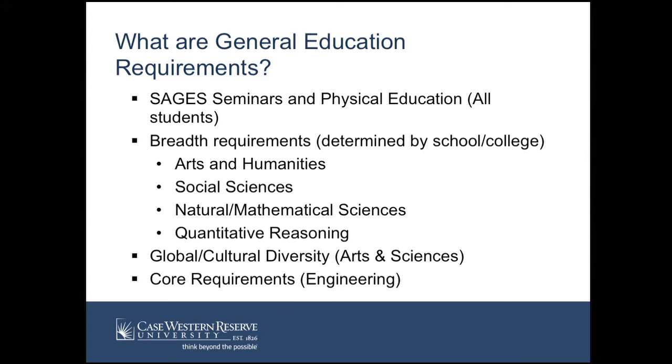In the engineering school, these breadth requirements are built in addition to the core requirements of the engineering degrees. Those core requirements are going to include chemistry, physics, and math. So there you'll be meeting your natural and mathematical sciences requirements, but you still need to take some courses that are going to be in arts and humanities and/or social sciences.